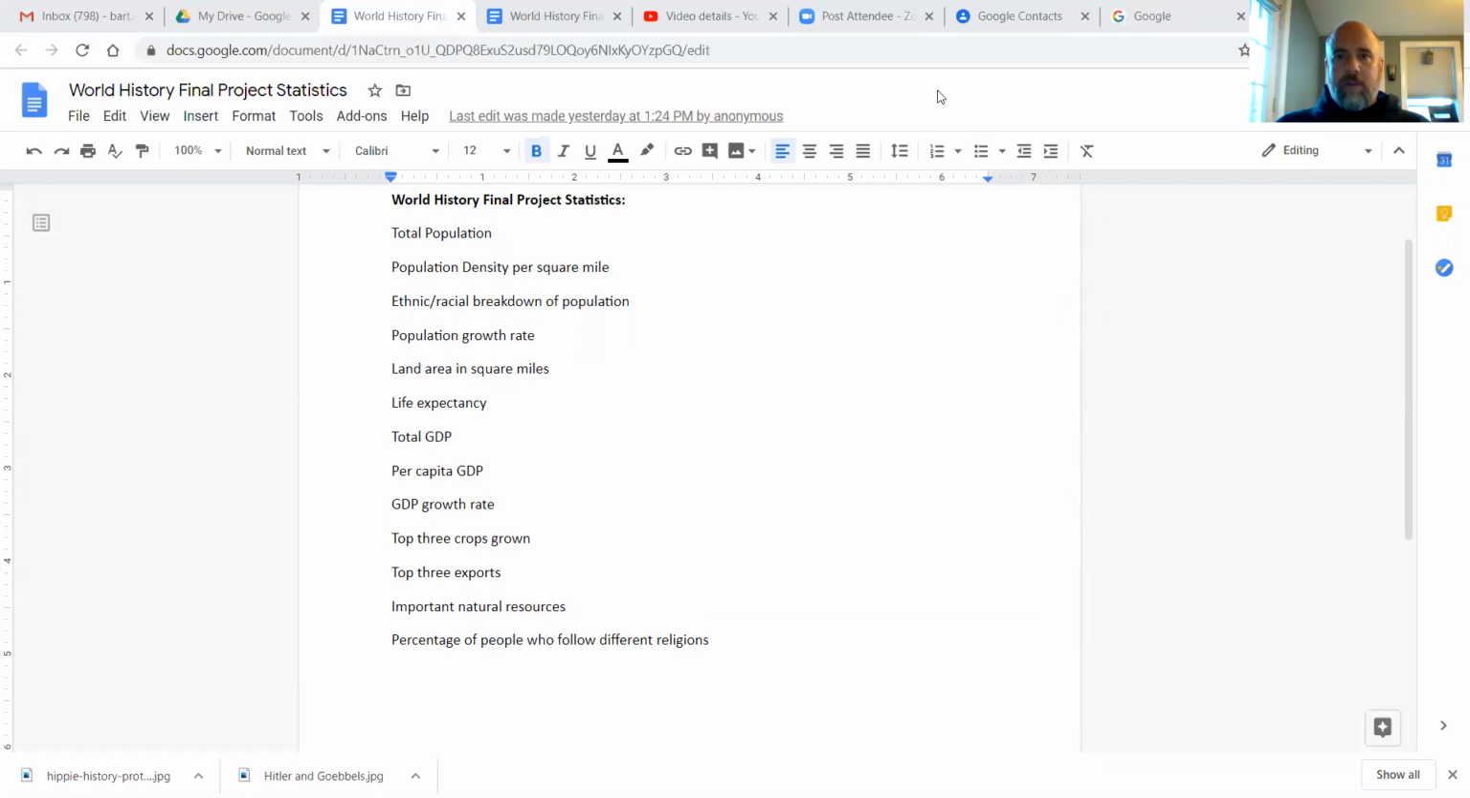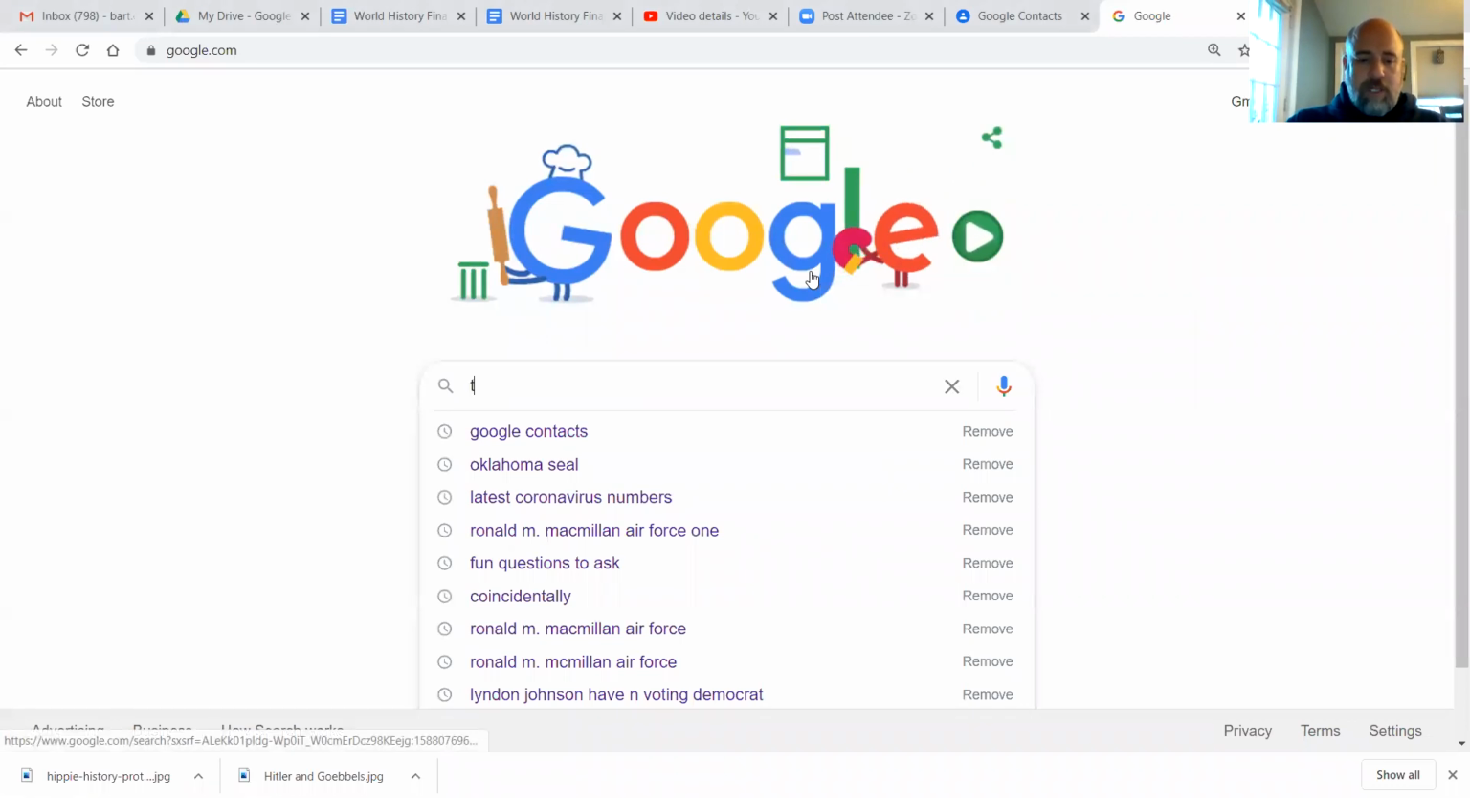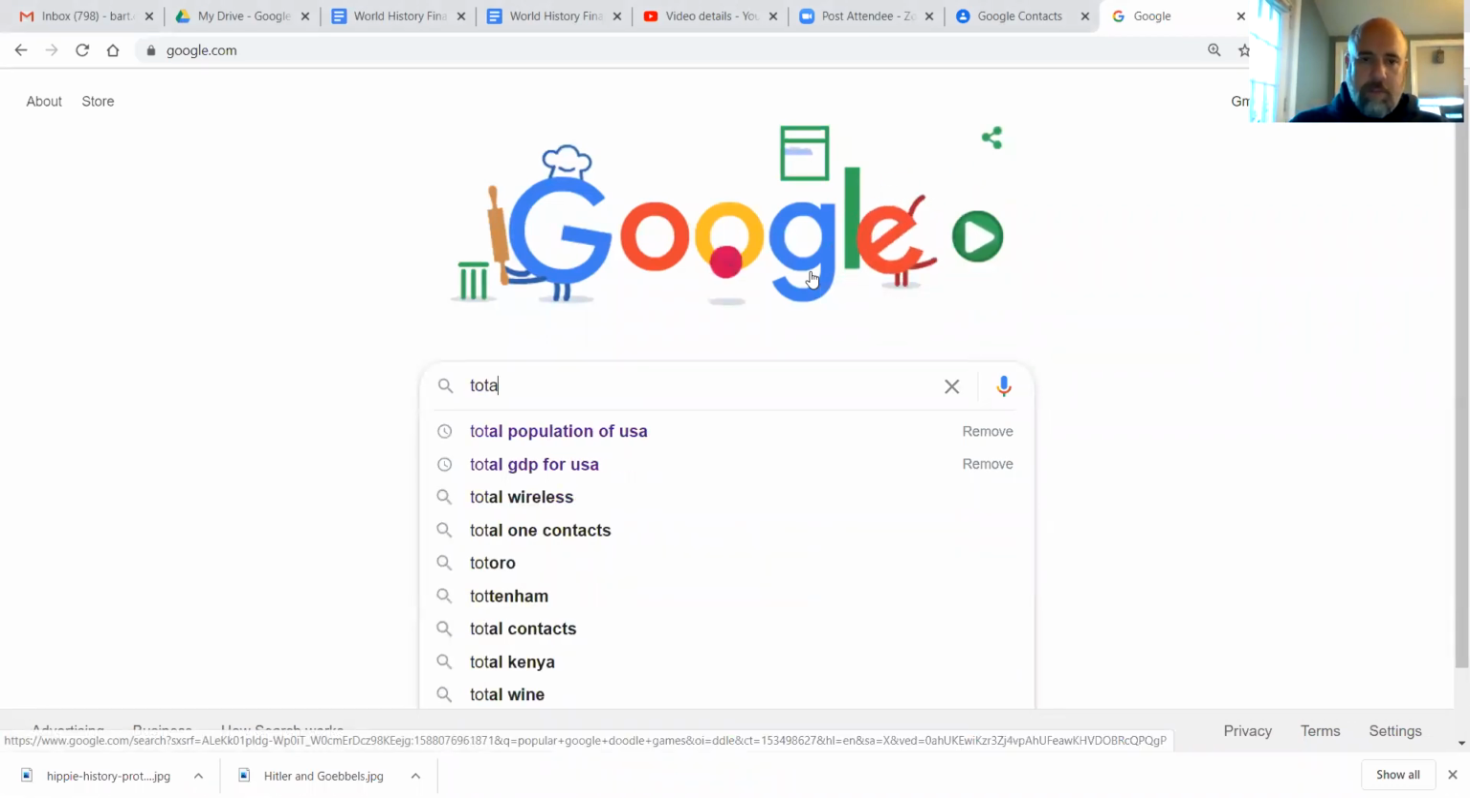This is why this is hard, but I'm going to have to stop sharing again, and I'm going to look up a few of these on Google for you for the United States, just so you can see how it works. So let me share screen again. Okay, so let's look up, this is an easy one, total population of USA.